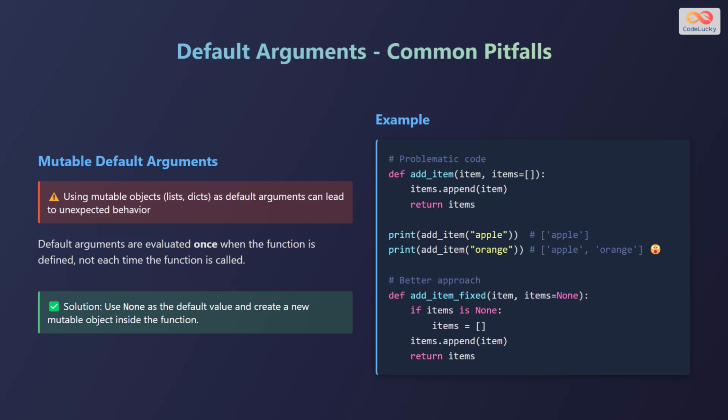Let's look at some examples. The problematic code shows a function addItem that appends an item to a list. When called multiple times, it modifies the same list. The better approach, addItemFixed, uses None as the default and creates a new list each time if no list is provided.